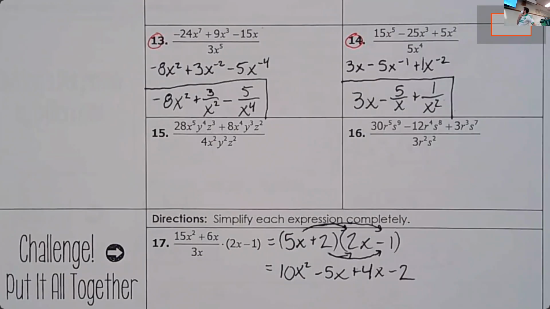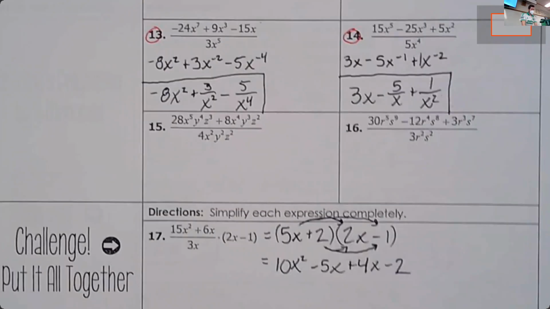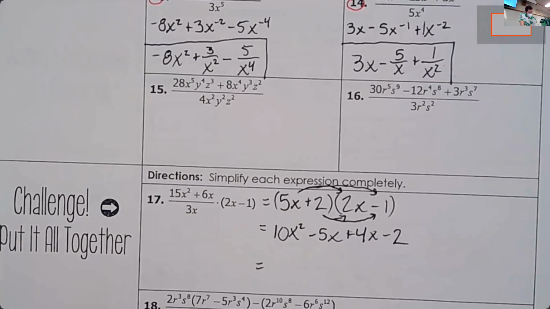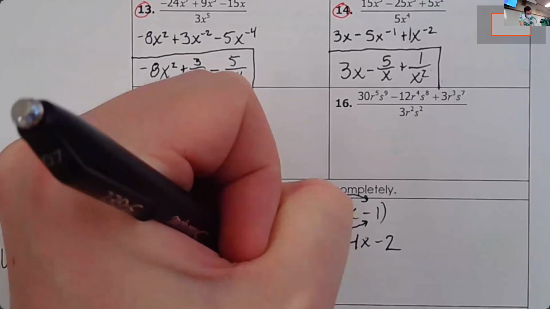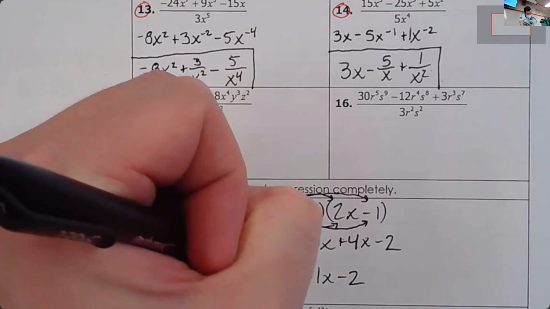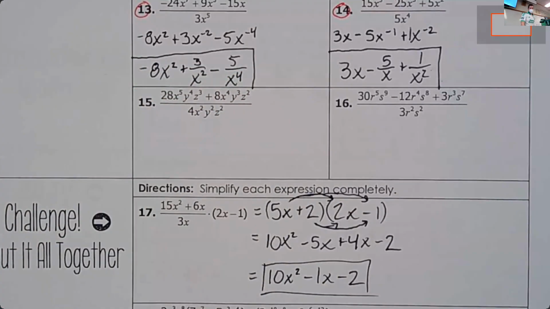And then the last thing we need to do on this one is add the negative 5x and the positive 4x together. Negative 5 plus 4 is negative 1. So the answer is 10x squared minus 1x minus 2. You got 10x squared minus 1x minus 2.